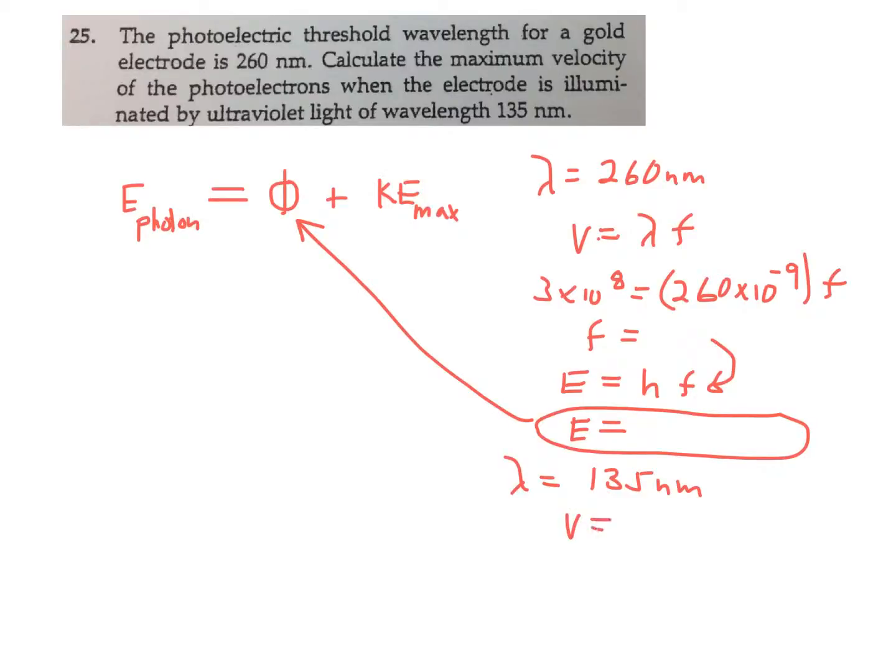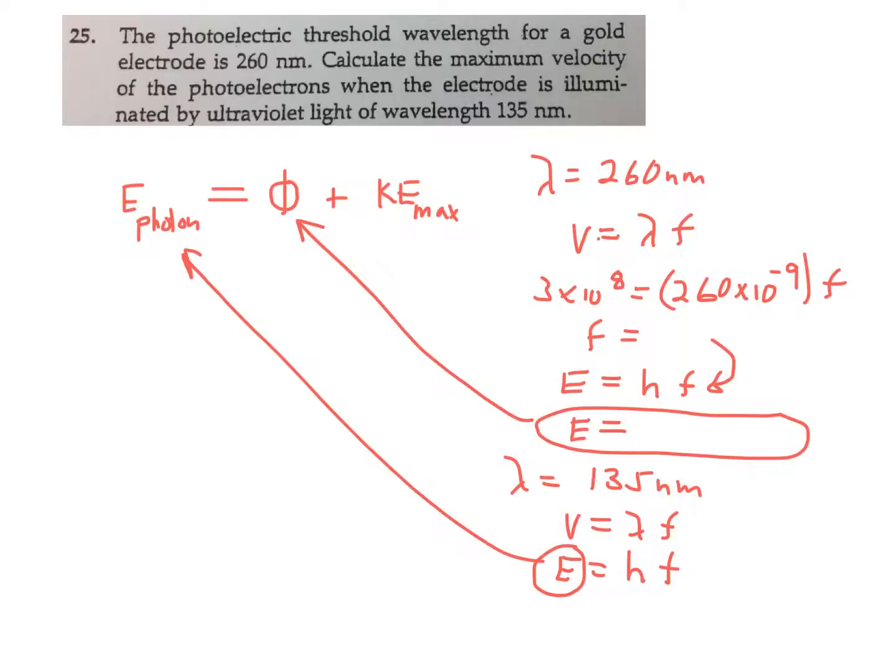And then you repeat what we have here on the right hand side. Just do v equals lambda f once again to figure out the frequency of our high energy photons, and then use E equals hf once you have the frequency from v equals lambda f. And that energy you get from those calculations, once again do it in joules probably, will be the energy of the high energy photons.